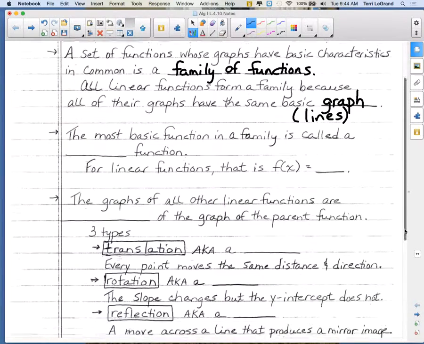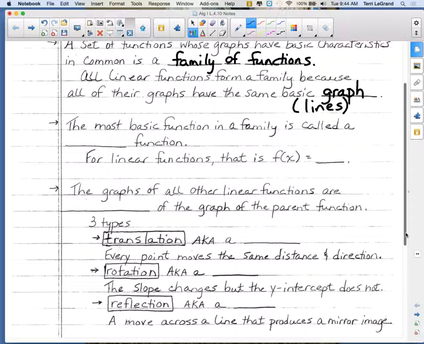The most basic function in a family is called a parent function. And in a linear function, the parent function looks like f of x equals just x, or also known as y equals x. So let's put that into our calculators and see what the linear family looks like. In the y equals screen, clear out everything that's in there, and just type in x for the y sub 1. This is the parent of the linear function.